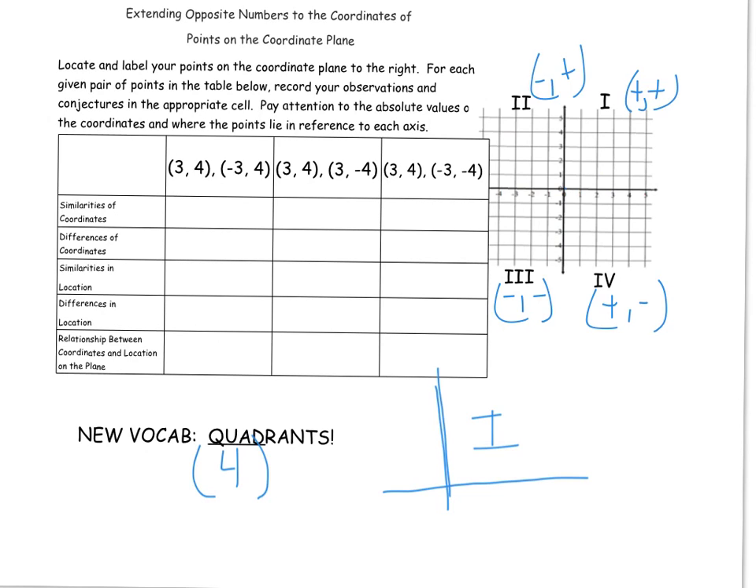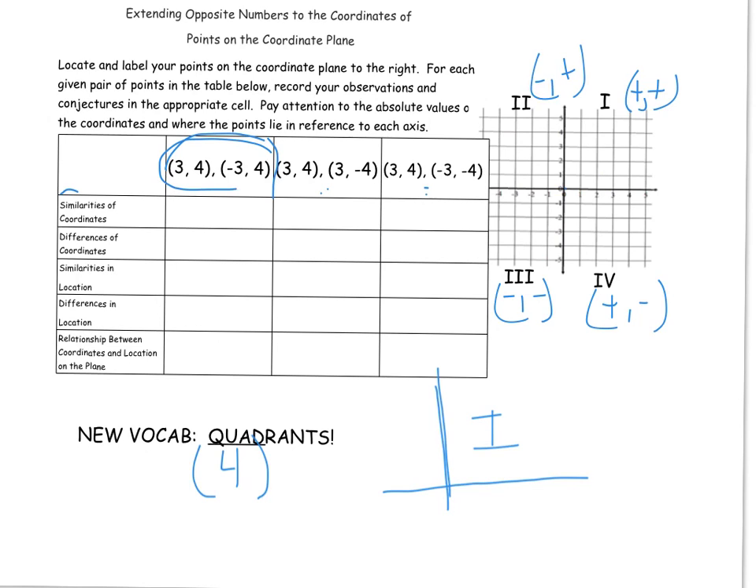So I'm going to do the first one with you, and then I'm going to have you pause and see if you can do the other two. What we're trying to figure out is how changing one or both of the ordered pairs by just the sign affects where they're located on the coordinate plane. Okay, so the first one.